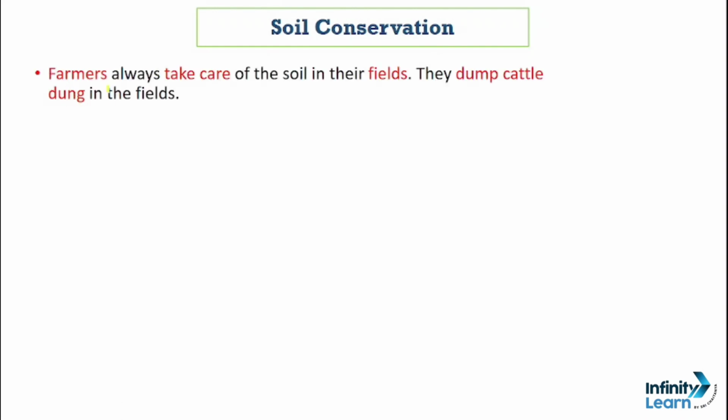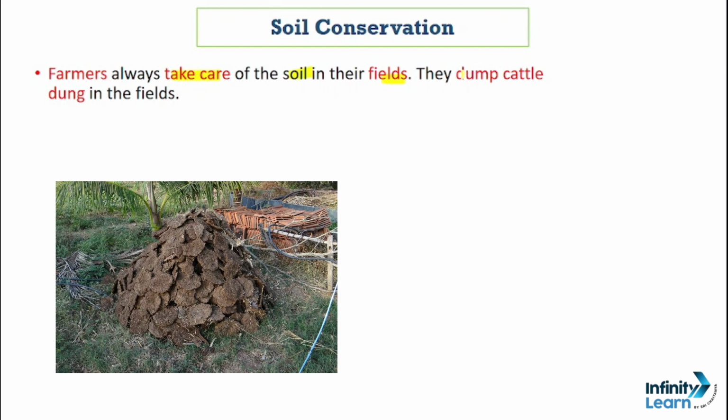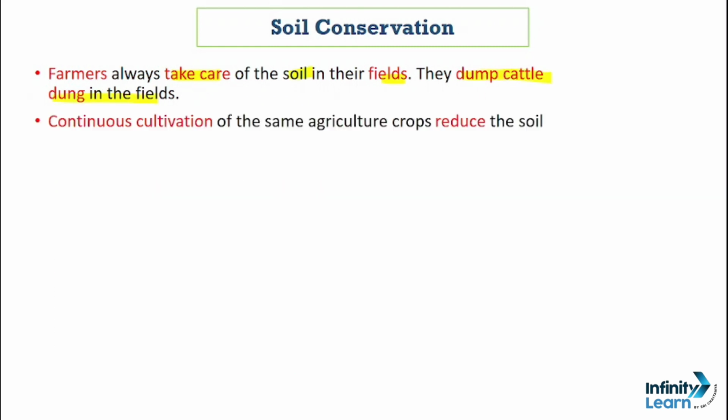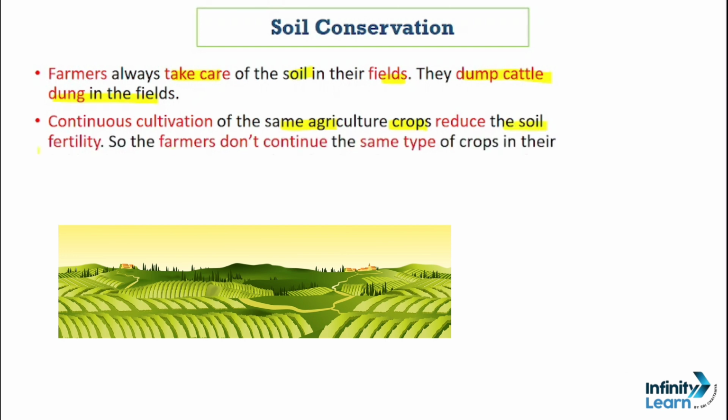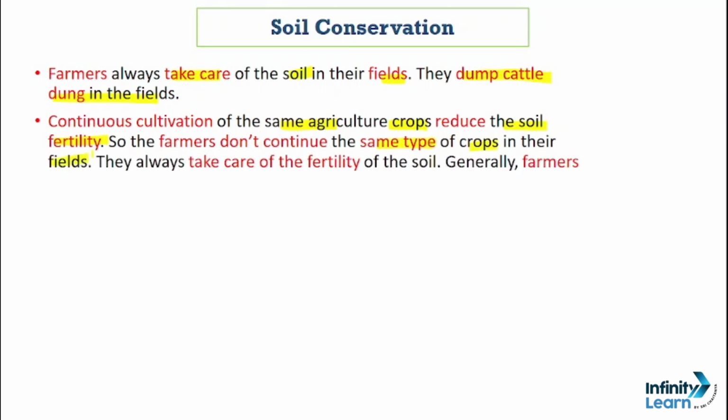As we know, farmers always take care of the soil in their fields and they dump cattle dung in their fields. If there is continuous cultivation of the same agricultural crop many times on the soil, then it reduces the soil fertility. So the farmer does not continue the same type of crop in their fields. They grow different types of crops. They always take care of the fertility of the soil, because in agriculture everything depends on this soil.